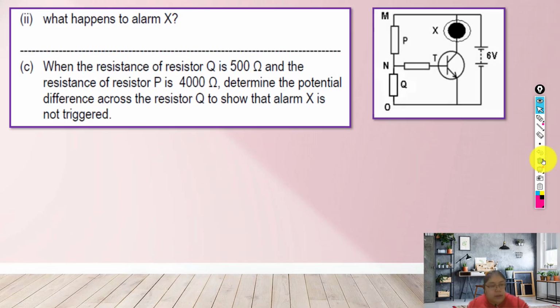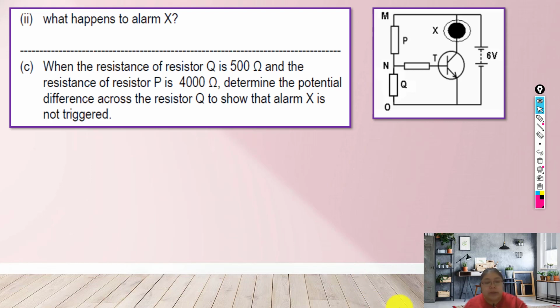So from here, question 2, they ask what happened to the alarm X. So we follow the just now question. Just now question, they say 3 volt, is it? They say what happened for the alarm. 3 volt, can it trigger the alarm or not? Actually can. We can trigger the alarm by 1 volt already.